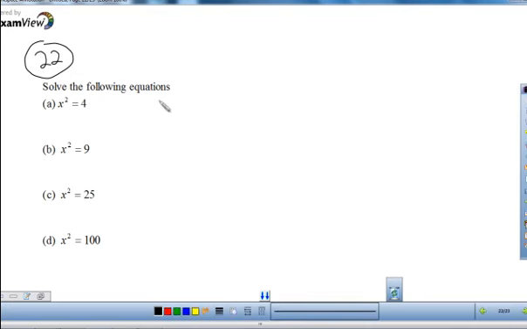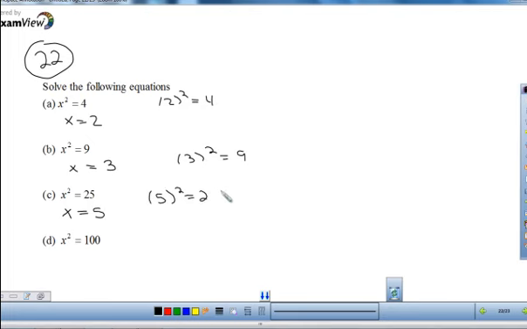Okay. So solve the following equations. In order to solve these equations, you just have to think, what number can you square that's going to give you 4? So what number times itself will give you 4? That would be x equals 2, because 2 squared equals 4. What number can you square that's going to give you 9? 3, because 3 squared gives you 9. What number can you square that's going to give you 25? 5, because 5 squared gives you 25. And then the last one, what number can you square that gives you 100? 10, because 10 squared gives you 100.